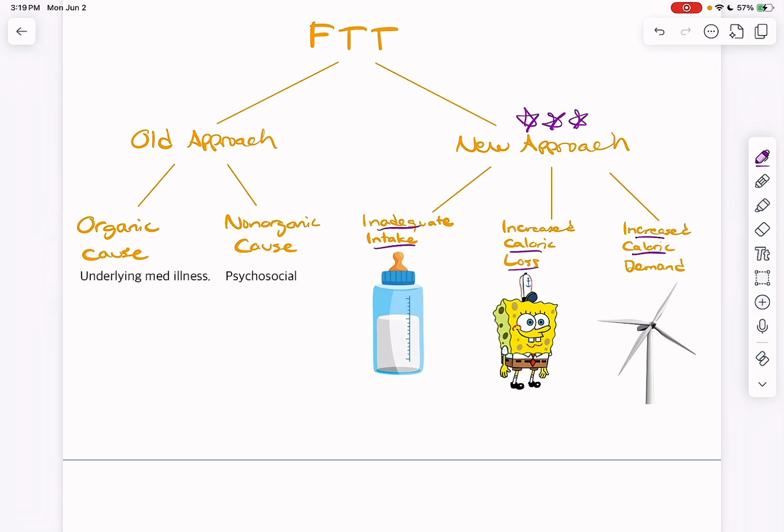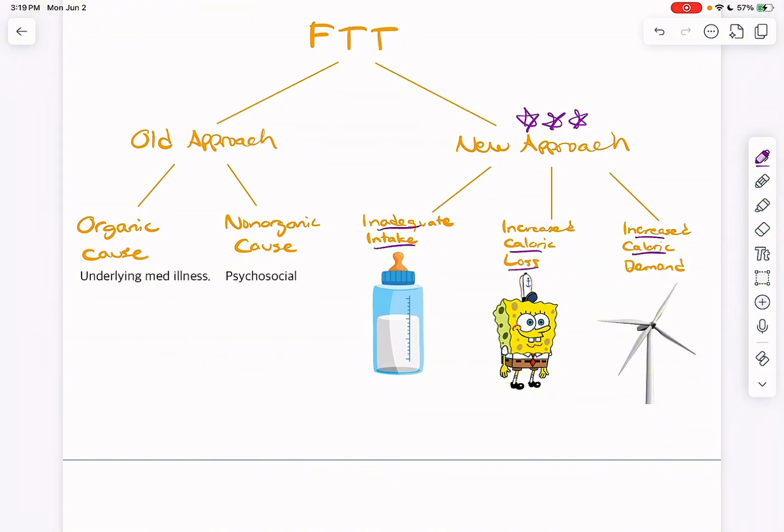And I hope you can appreciate the silly drawings or pictures that I have here that help me compartmentalize the etiologies, breaking down what exactly might be the cause of failure to thrive. So for baby bottle, we have inadequate intake. I got SpongeBob here. He's very porous, so we have increased loss of nutrition. And then I put a windmill here, showing that there's an increased energy demand for kids with this type of failure to thrive.